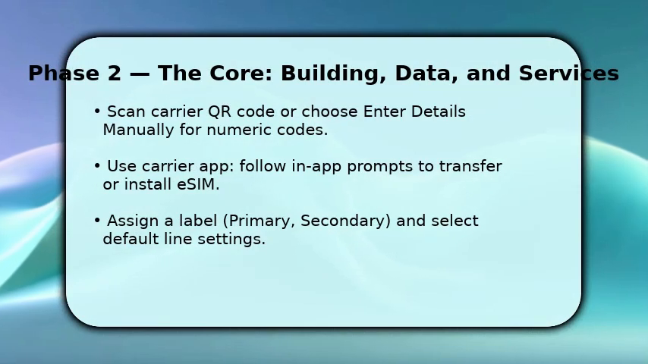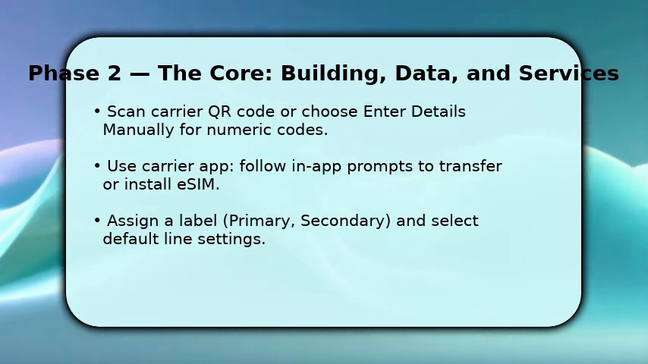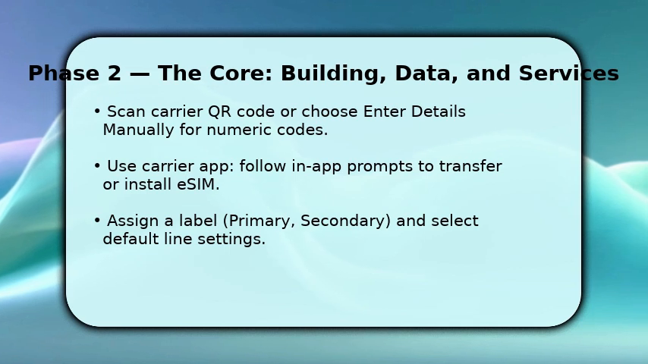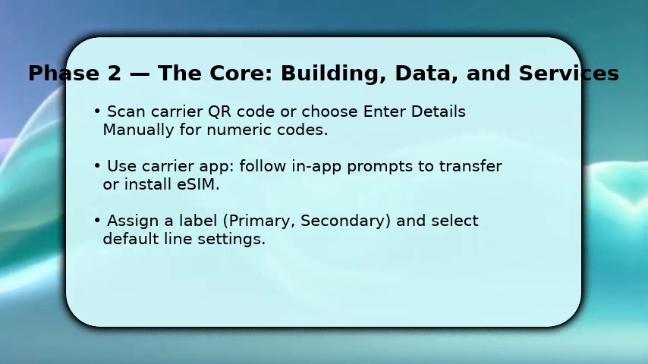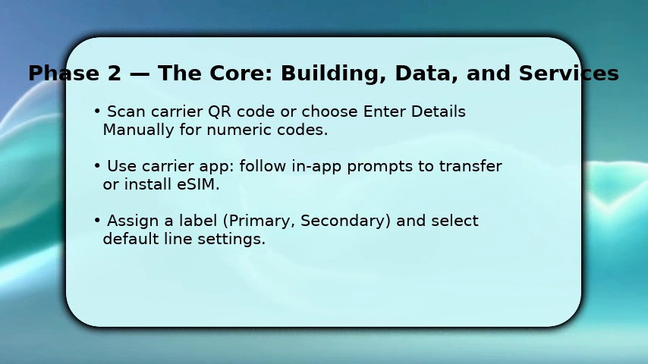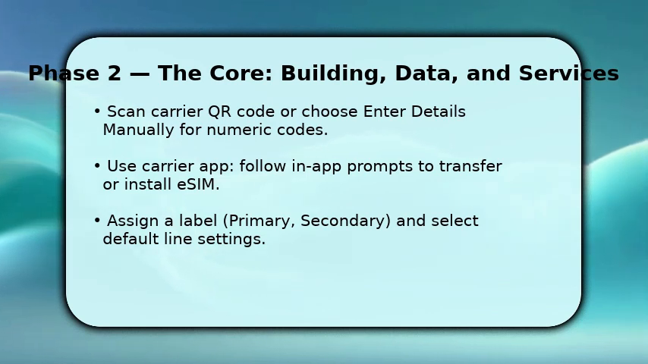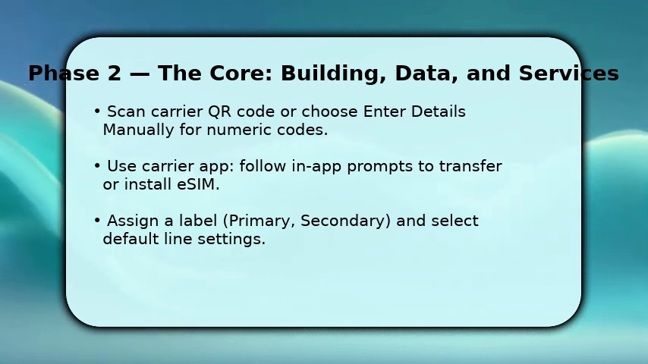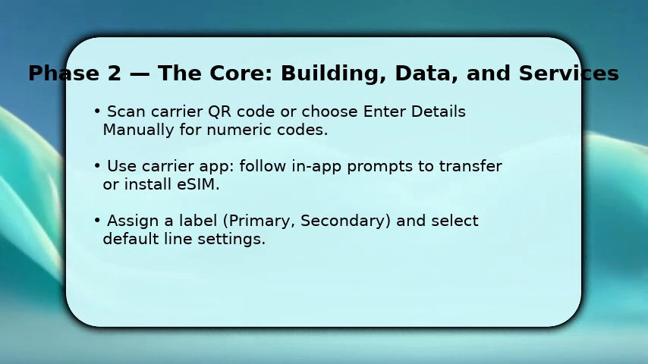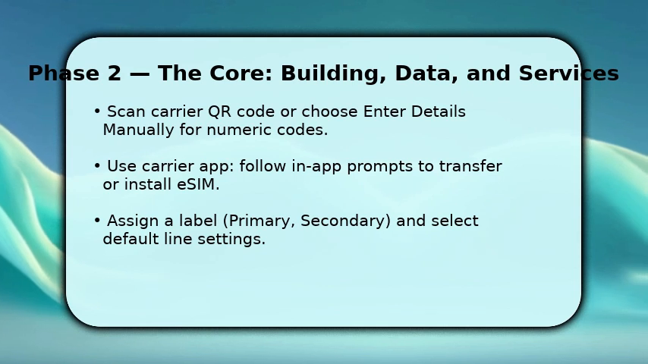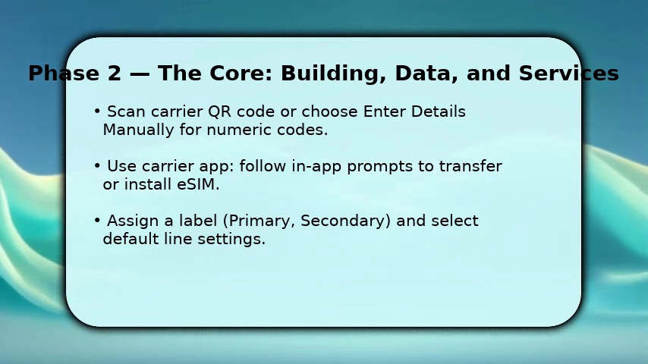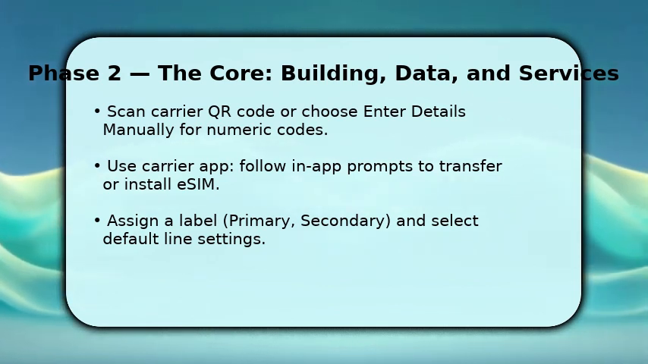You'll now scan the QR code or type the activation details if scanning fails. If the carrier provided an app, open it and choose Add or Transfer eSIM, and follow the prompts. This often auto-configures settings. Once the plan installs, you'll be asked to label the line, pick primary, secondary, or a custom name, and choose cellular data and voice defaults. Make sure you review roaming options and data plan usage to avoid surprises. This middle phase ties the carrier profile to your iPhone's cellular stack.